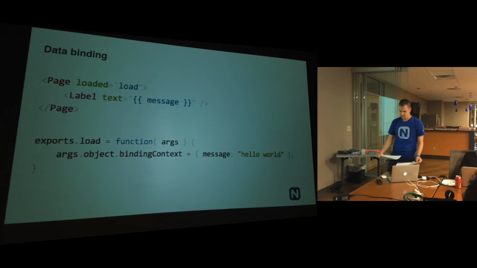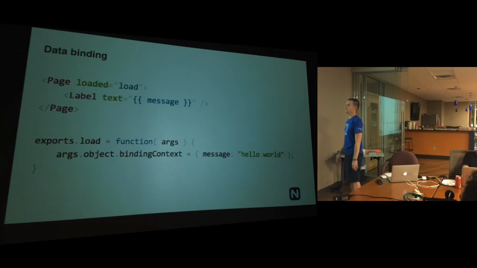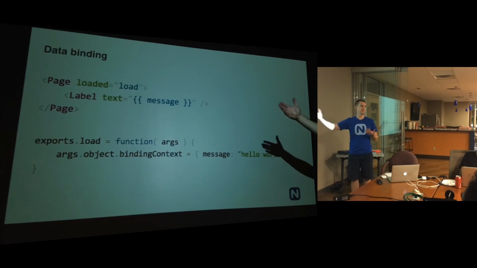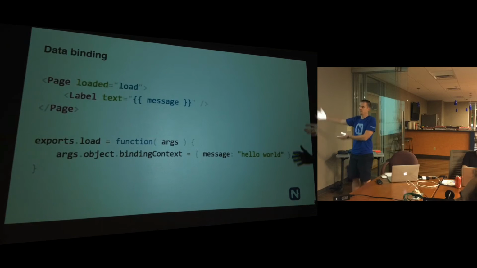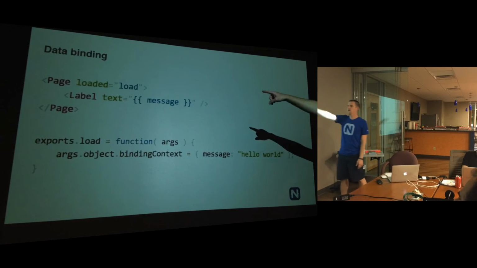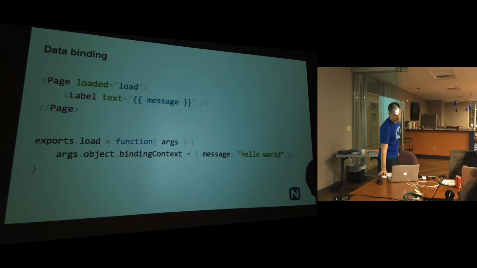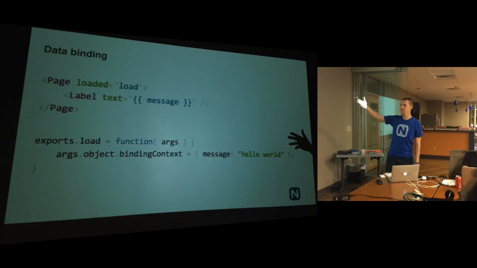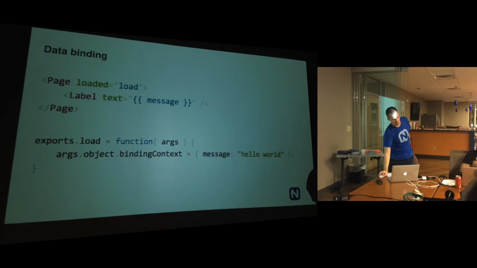Data binding, if you've done any sort of data binding with any of the other frameworks, this should look pretty similar. You have a page, page loaded, that's an event. We're going to bind this page loaded event to a function called load. Okay? In a label, we're going to bind the text of this label to something called message. Okay, that might be a property in your view model, right?